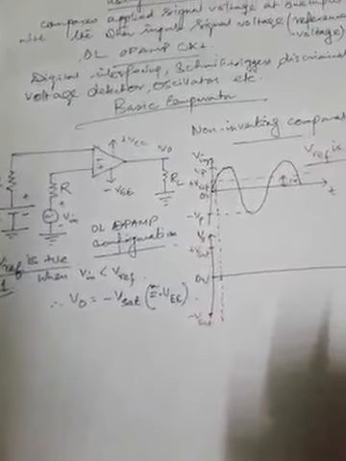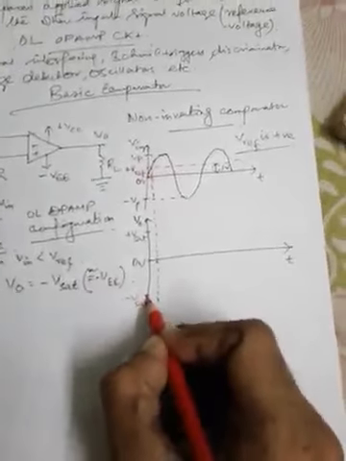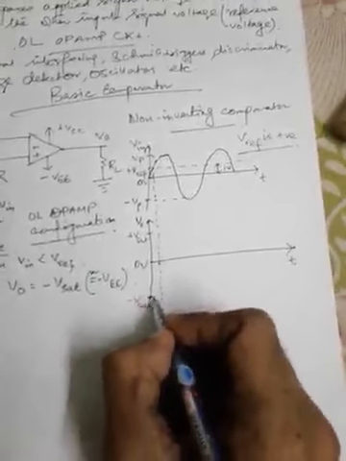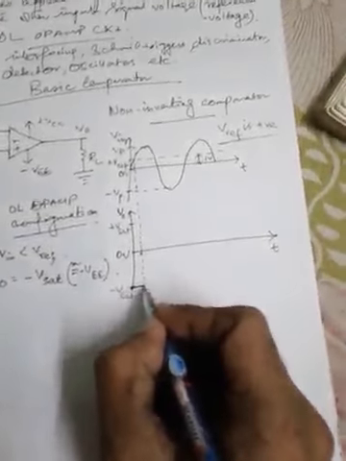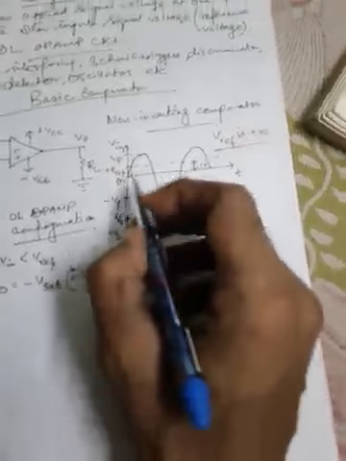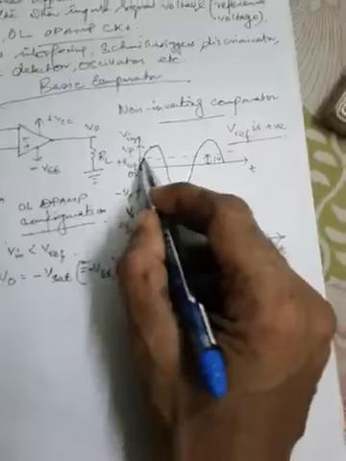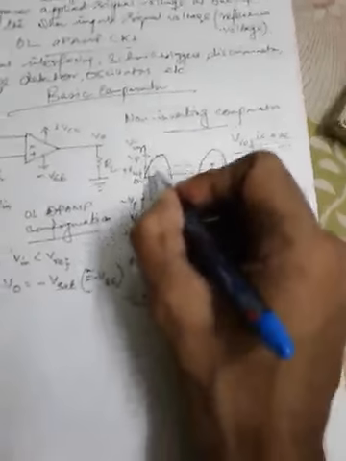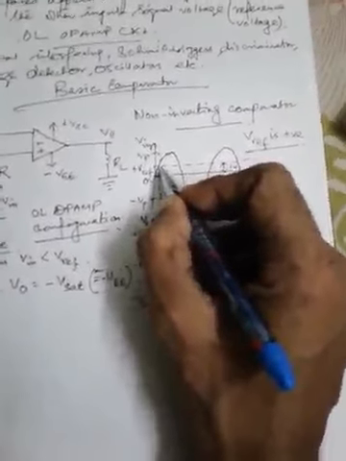Initially the output will start from this level, minus V sat. Up to this value it will be flat, parallel to the time axis, starting from 0 up to this particular voltage, when the alternating waveform Vin is crossing the plus V reference level. So from 0 to this point it is at minus V sat, horizontal, parallel to the time axis, up to this dotted vertical line, when Vin is crossing plus V reference.